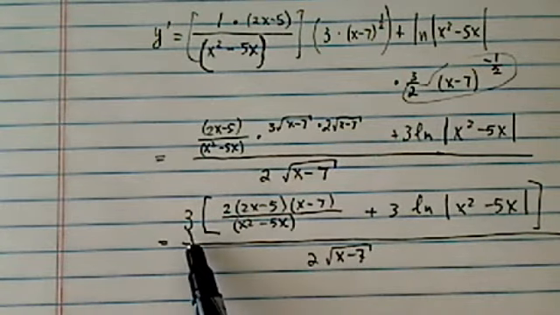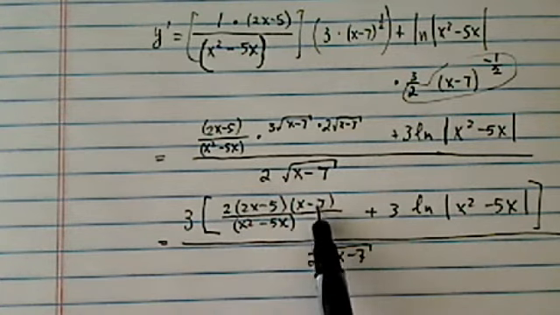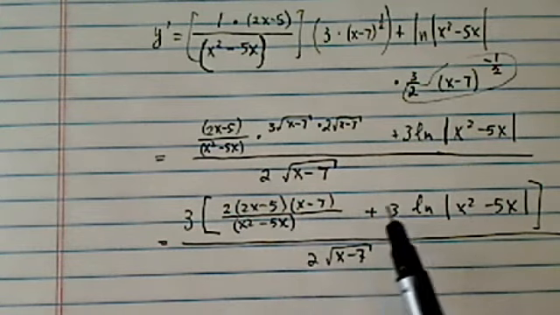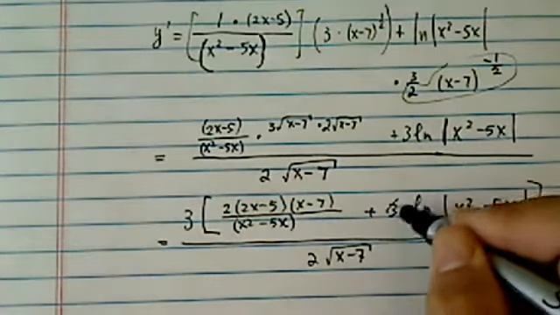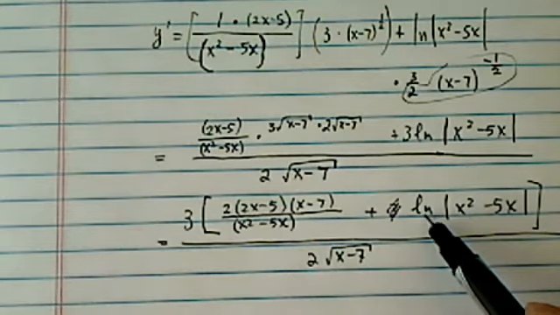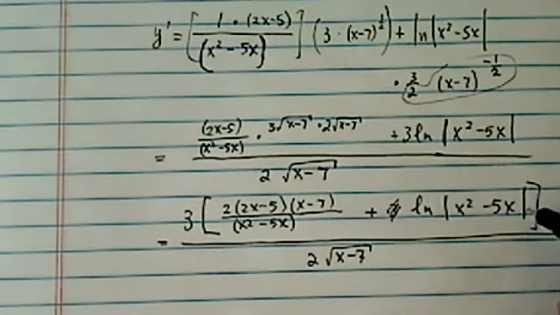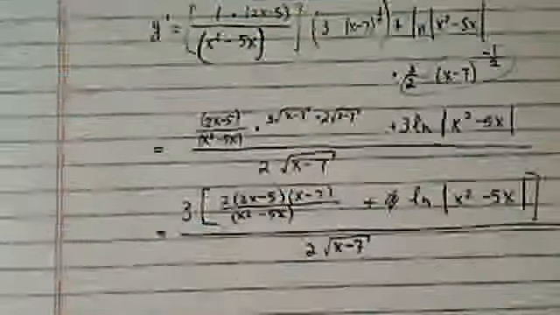So let's check. I have a 3 here. Well, it's because I pulled it out. And then twice of this, 2x minus 5 divided by this thing, plus, oh, this 3 shouldn't be there because I pulled it out front. Natural log of the absolute value of x squared minus 5x. We have to make sure the domain here is positive.